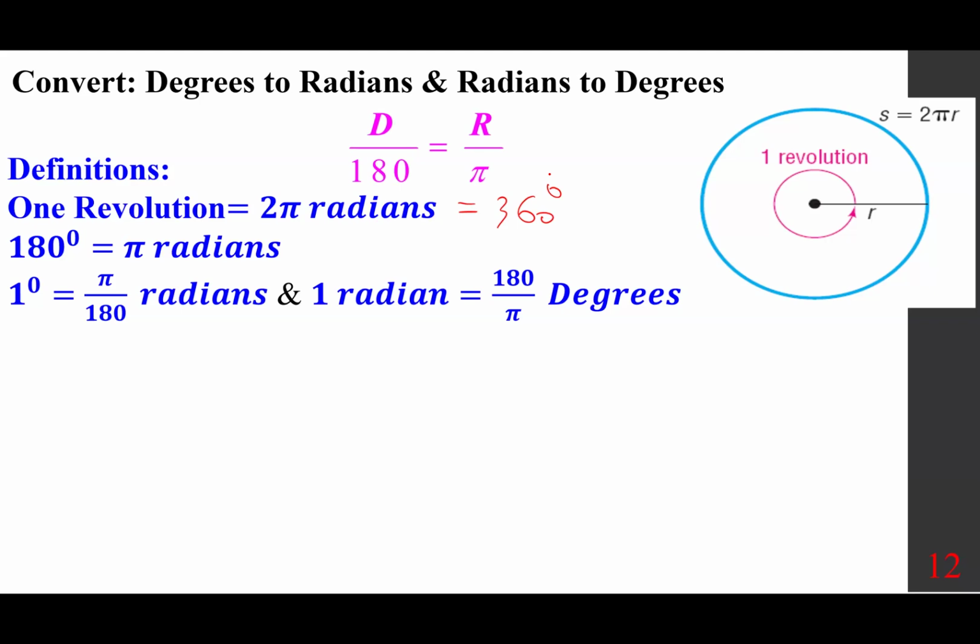So we go with the easy formula D instead of having to memorize it. D over 180 is R over pi, because pi radians is 180. So if the degrees are given, you put it here, you find the missing radian. If the radians is given, you put it here, you find the missing degrees. This is the conversion, pi over 180 or 180 over pi, depending upon what you need.